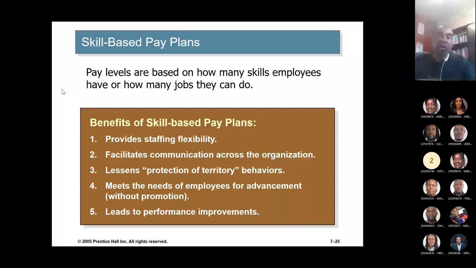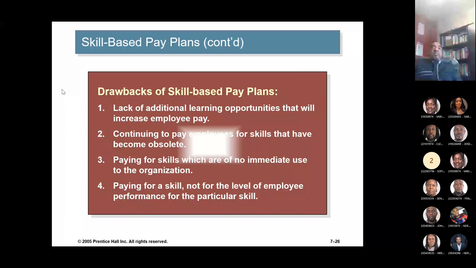Now, the drawbacks of a skill-based pay plan. Number one is the lack of additional learning opportunity that will increase employee pay. If you have all the skills, there's no need again for you to go for training. Learning has stopped if you have all the skills, so there will be a lack of additional learning opportunity that will increase employees' pay.